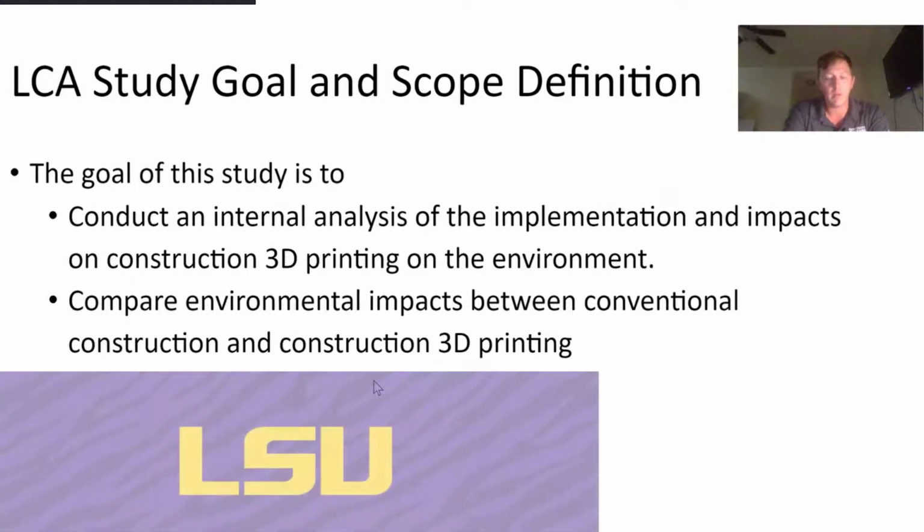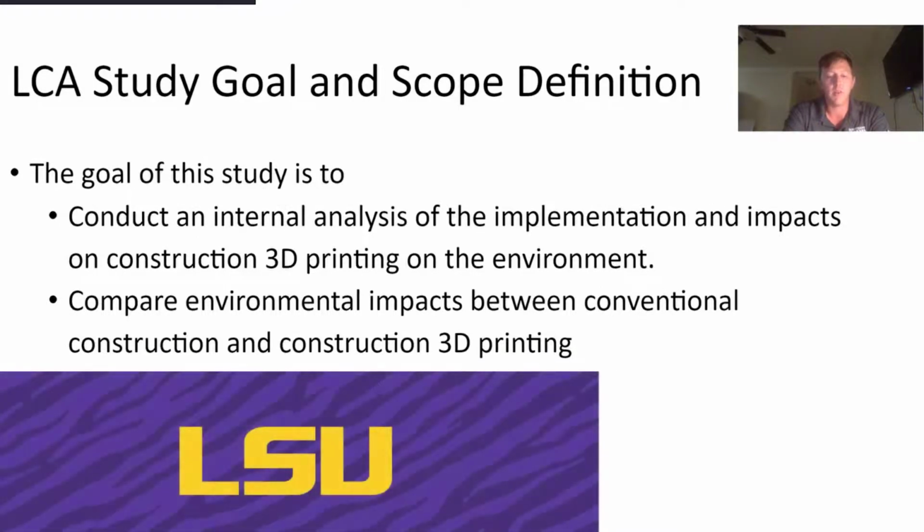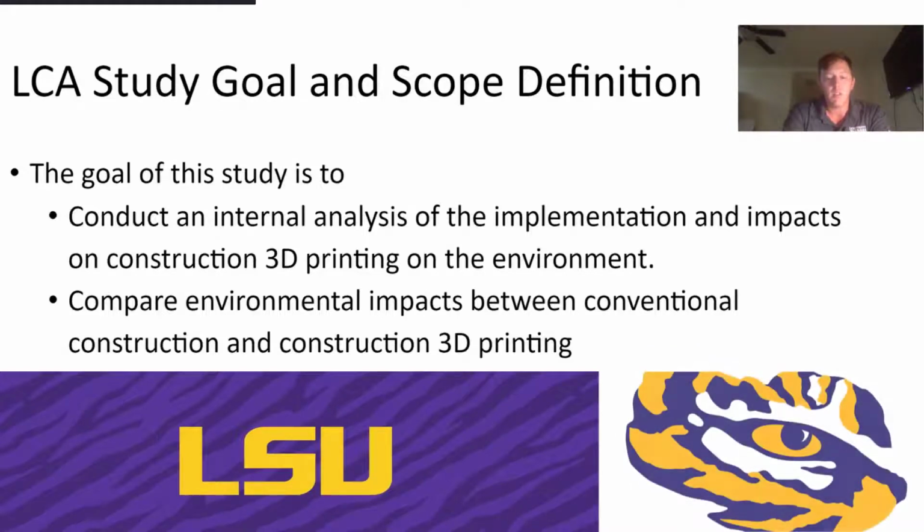For our life cycle assessment of 3D printed buildings, the goals are to 1. Conduct an internal analysis of the implementation and impacts construction 3D printing has on the environment, and 2. Examine the differences between conventionally built buildings and 3D printed buildings to understand the change in environmental impacts 3D printed buildings can have on the construction industry.